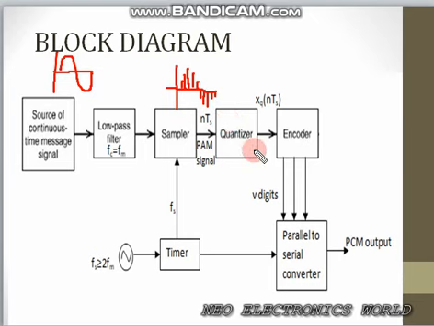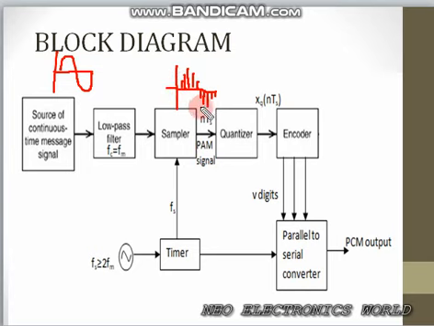Then it is passed through the quantizer. What happens in a quantizer is it will again discretize the amplitude of the wave, and that is an approximation. If a particular signal is 1.8, it will be approximated to 2 maybe. If this signal is 2.6, it will be approximated to 3. Like that, a signal whose amplitude is in point values or decimal values will be converted into an integer value.